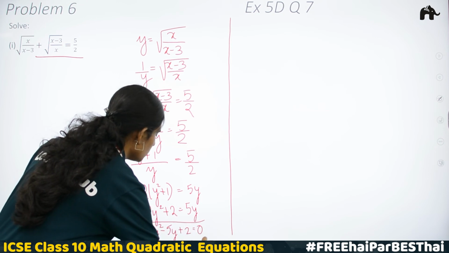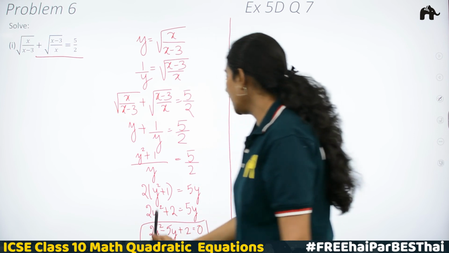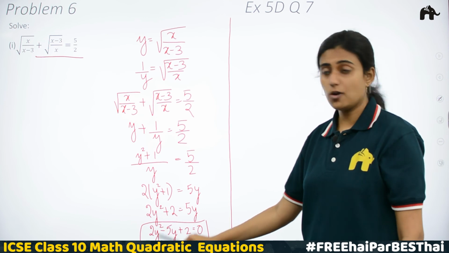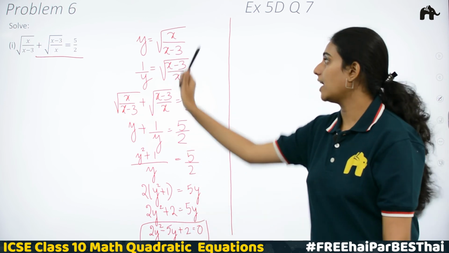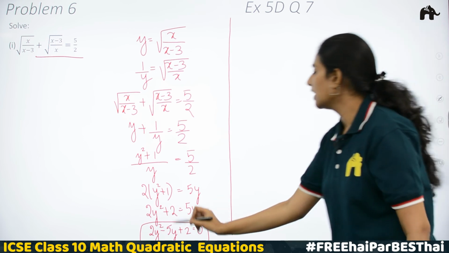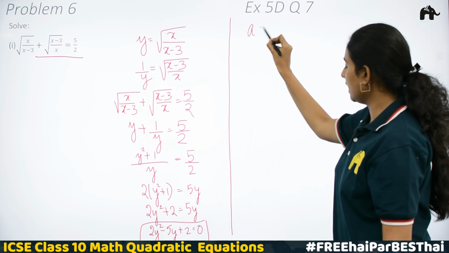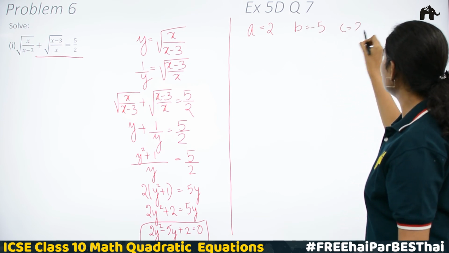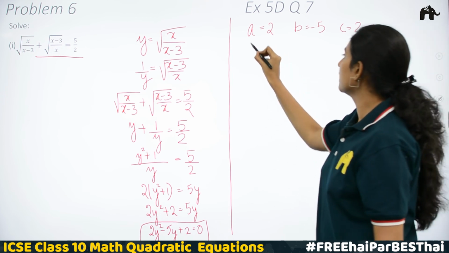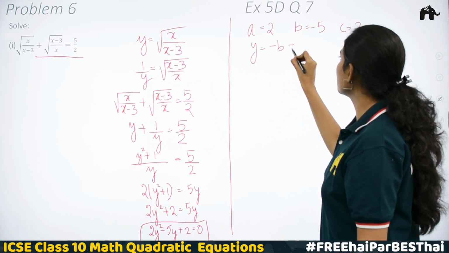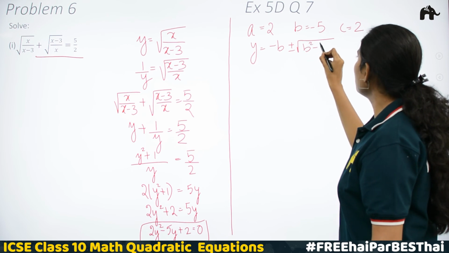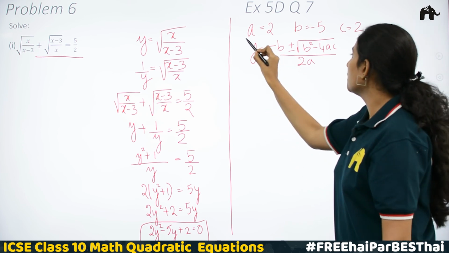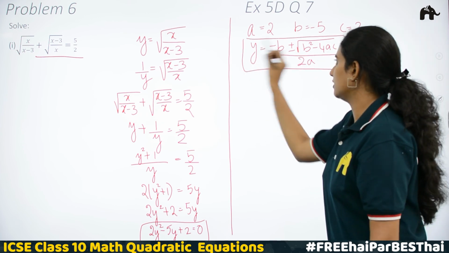This is a quadratic equation. This is of the form ax square plus bx plus c is equal to 0. Now we can find the value of y, using which we can find the value of x. Okay. Here, what is a? a is equal to 2, b is equal to minus 5 and c is equal to 2. We have y is equal to minus b plus or minus root of b square minus 4ac by 2a. This is our formula to solve the quadratic equation.